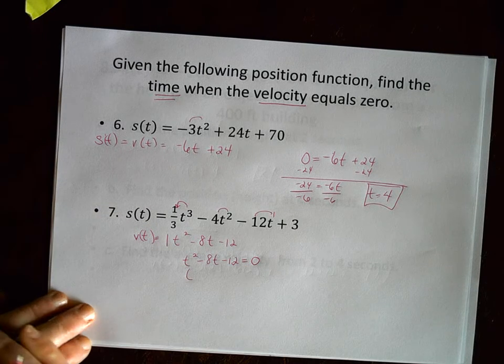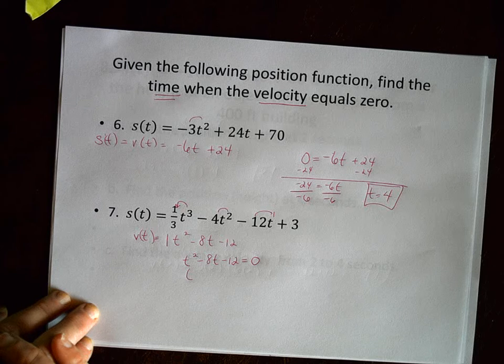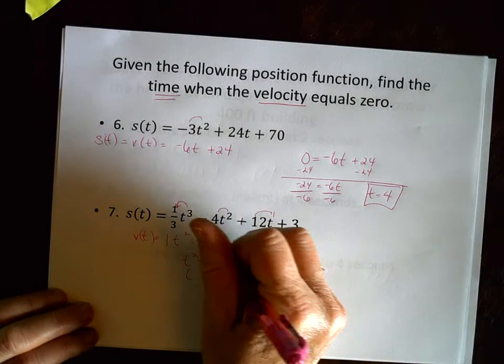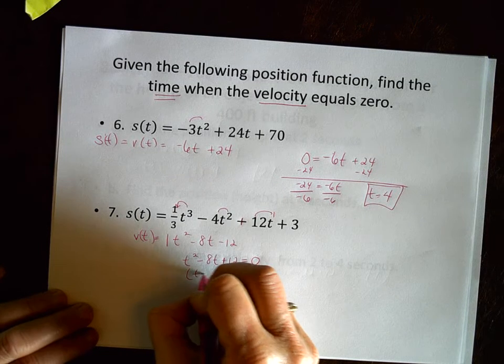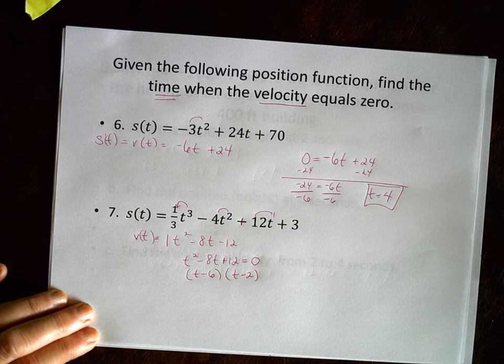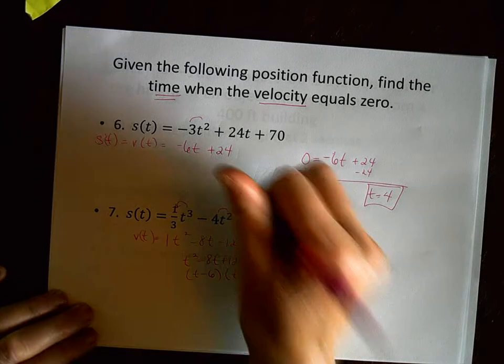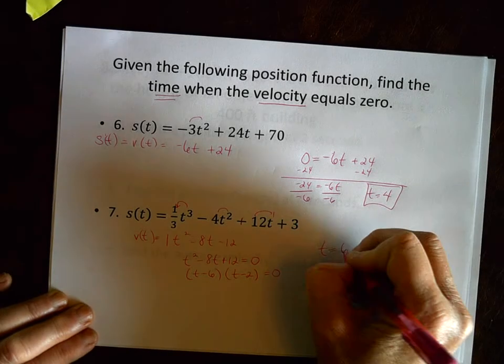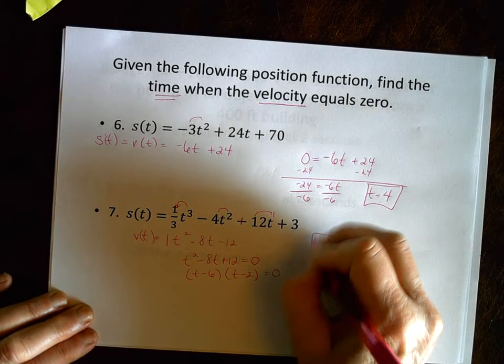We have a mistake here. You can't multiply to be a negative. This must be a plus. Let's change that to a plus, sorry, so that it factors right. So t minus 6, t plus 2. I think on yours it's wrong too, so change that to a plus. And then figure out when these equal 0. So 6 and 2. So there's 2 times where it actually hits 0.